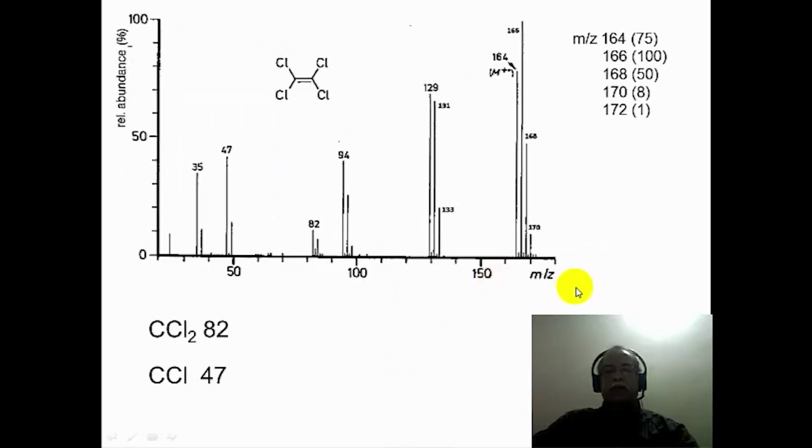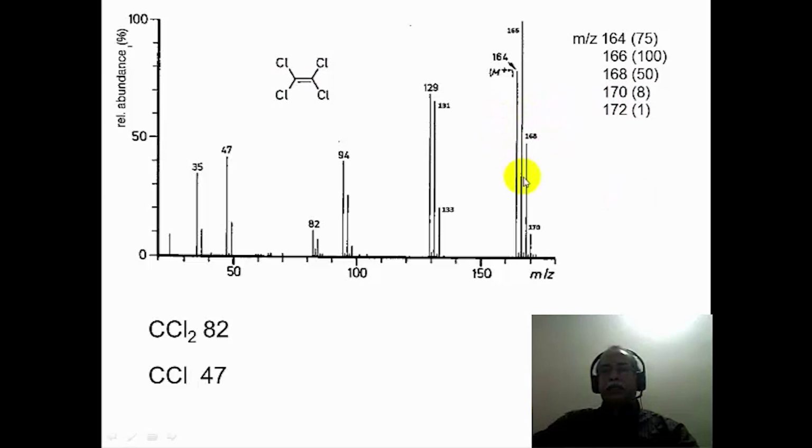Finally, let us consider an interesting example of a polyhalogenated compound. The molecule is tetrachloroethylene. Tetrachloroethylene has 4 chlorine atoms. Therefore, it must show the following molecular ion cluster of peaks. With all the chlorine atoms being 35, the molecular weight will be 164. If one of the chlorine atoms is 37 and the rest are 35, then it will be 166. If 2 of them are 37, it would give 168. 3 of them as 37 would give 170. All 4 of them being 37 would give 172.